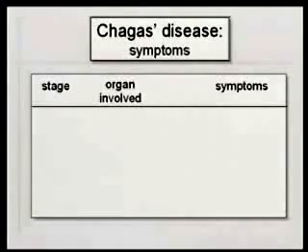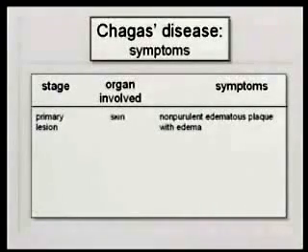The acute stage, or the primary lesion, is on the skin, of course, where the triatomine, the vector, has bitten for a blood meal and left some of the fecal material there, and also organisms. And the organisms enter there, and in the skin the organism produces a non-purulent edematous plaque and surrounding edema. That's a very important component of it.